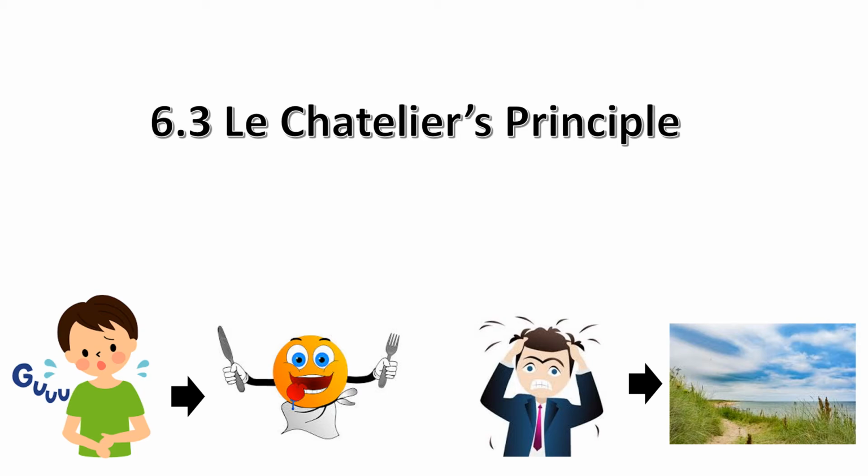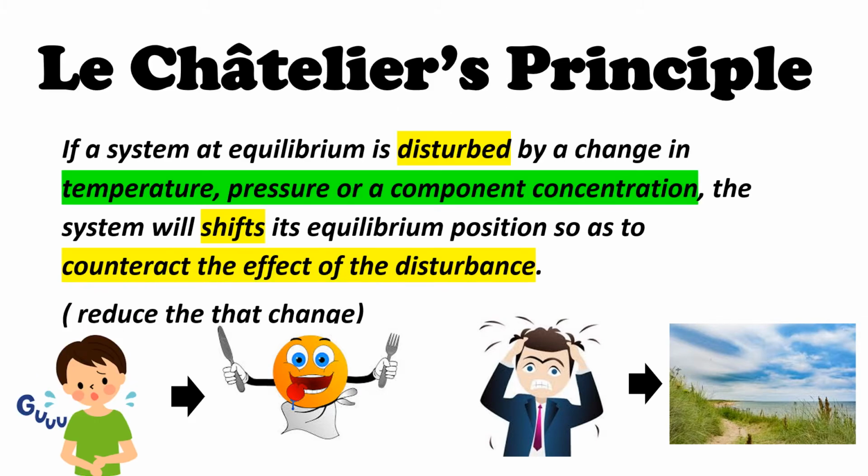6.3 Le Chatelier's principle. What is Le Chatelier's principle? When a system at equilibrium is disturbed, where disturbance means a change in temperature, pressure, or component concentration, the system will shift its equilibrium position.